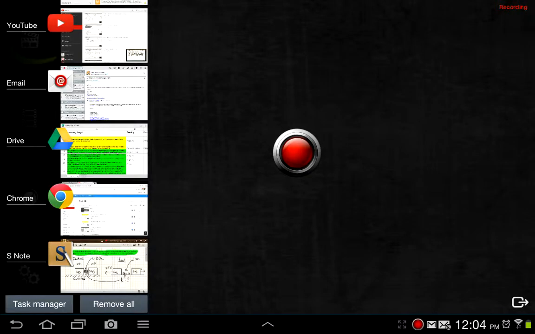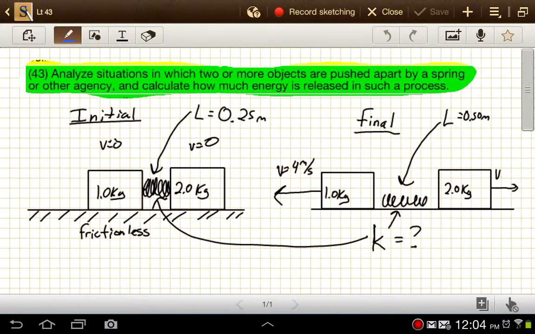Alright, for today we are looking at a situation where two objects are pushed apart by a spring or by an explosion or something where we have our two objects initially at rest and then some sudden force is going to cause them to move apart from each other.